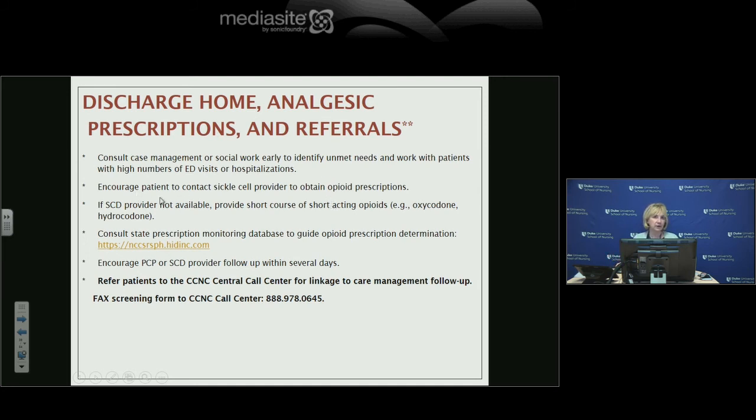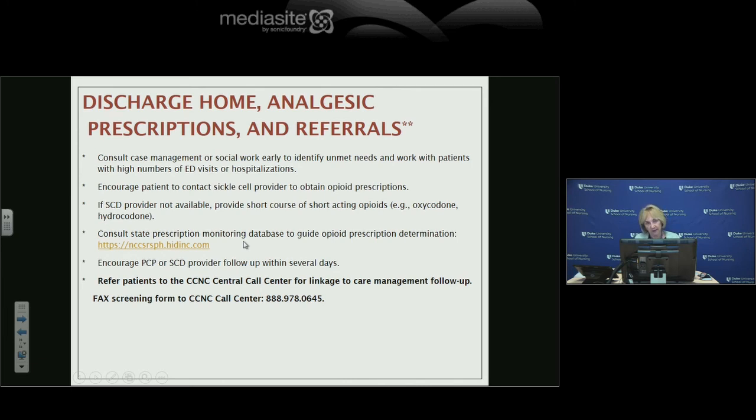We also want to encourage patients to get their prescriptions from one sickle cell provider. This is really important. Emergency department providers should not be writing opioids unless there's some really, really good reason to do it. If they're not available, then you can do a short course, but that's it. You also want to check the prescription drug monitoring program. And in light of this opioid crisis, there's a risk of not treating acute pain.